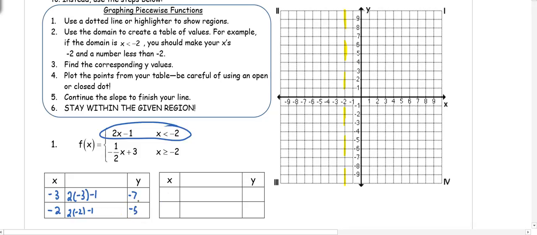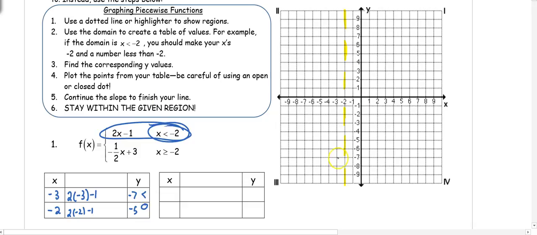Now I'm going to decide what kind of marking goes on the graph. If it's part of the domain, it gets an open or a closed circle. If not, it gets an arrow. At -3, -7, that's not part of our domain because our domain is x is less than -2, but it is a less than, so it's going to get an arrow pointing to the left. At -2, -5, that's part of the domain and there's no bar under the inequality, so it gets an open circle. So now we're going to graph this.